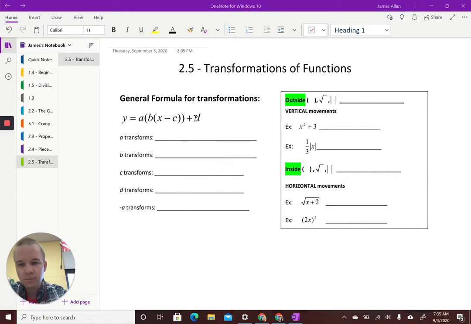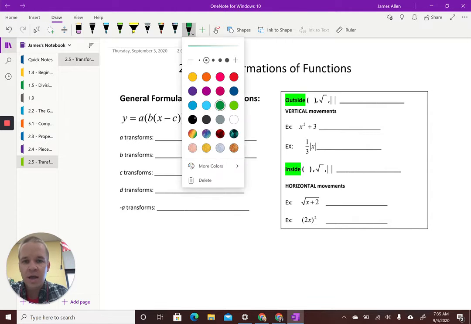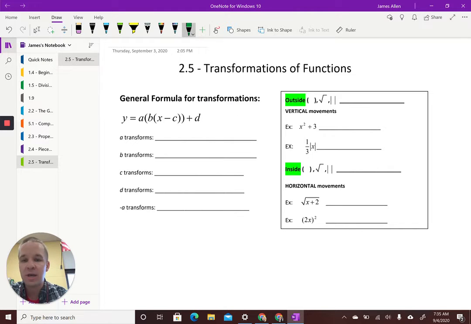Okay, so the first one, A transforms it how? Well, it's out front, it's outside. What that's going to be is a vertical stretch or compression. So if it's a number that's larger than 1, it's a vertical stretch. If it's between 0 and 1, it's a compression.